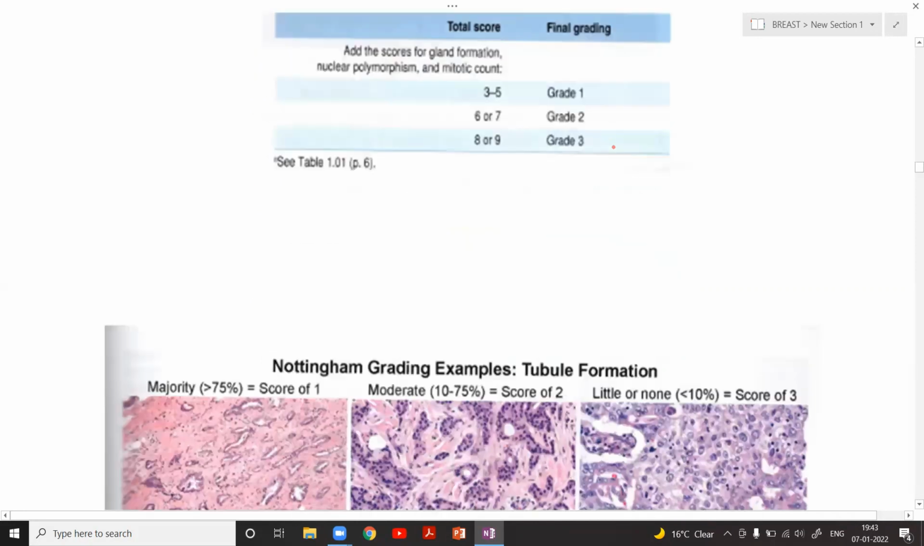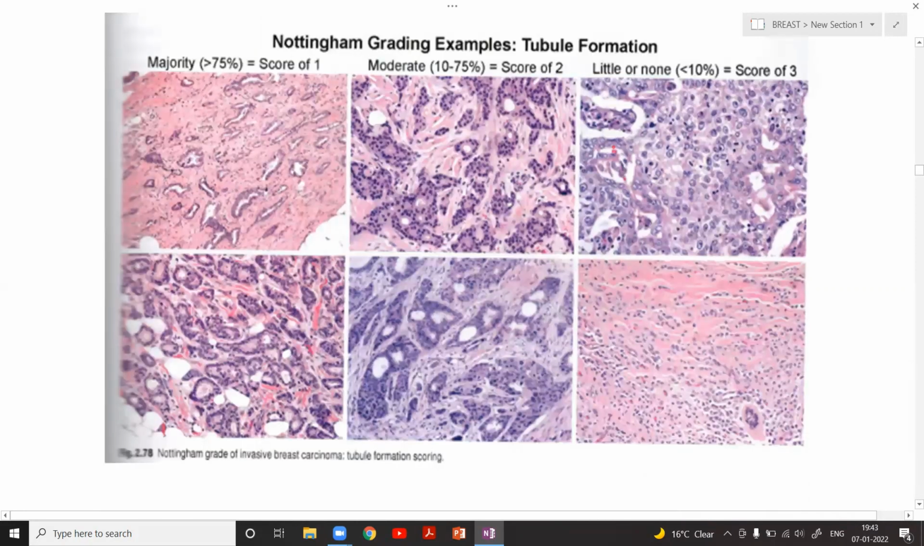So let me show you what is tubule formation. This is taken directly from the World Health Organization 2020 January book. If you see here, the Nottingham grading example. Can you see in this diagram, even in the high power view, the breast carcinoma is presenting in the form of well-formed tubules? So more than 75% is having this, so we give a score of 1 for tubule formation.